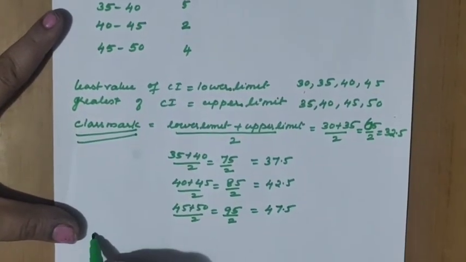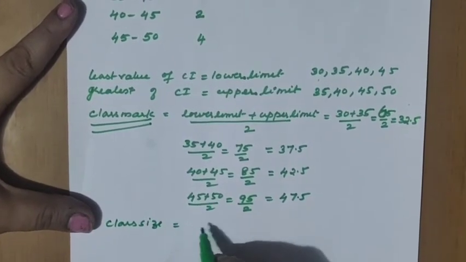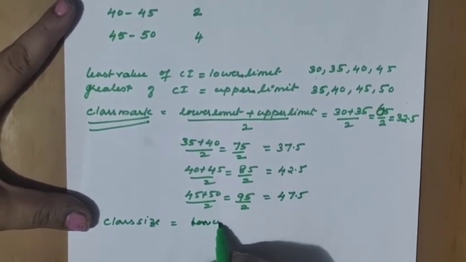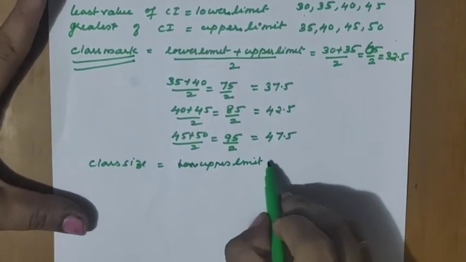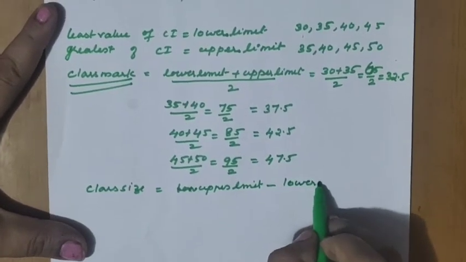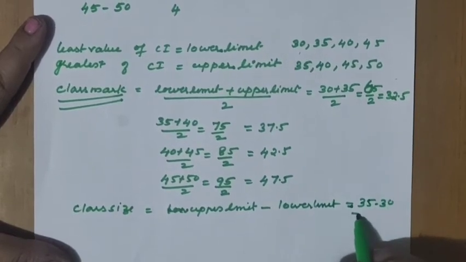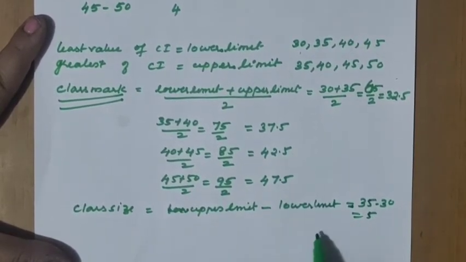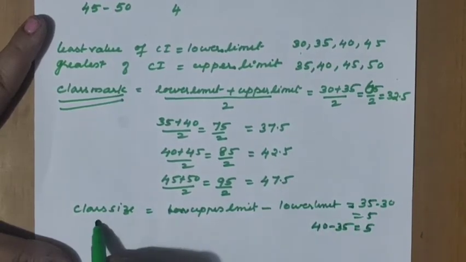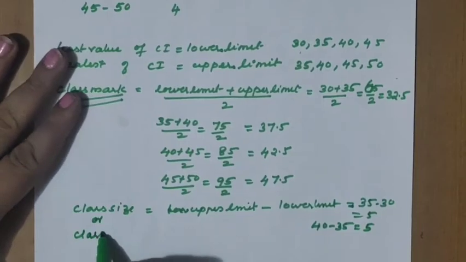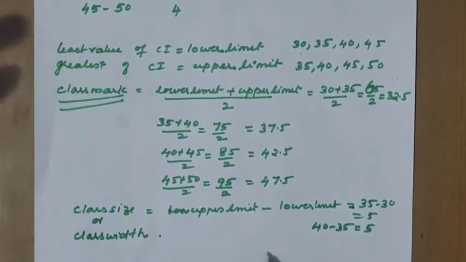What is the class size? It is the difference between the upper limit and lower limit, greater number minus lower number, that is upper limit minus lower limit. So it is 35 minus 30 equals 5. Similarly, another example is 40 minus 35, which equals 5. So class size, or we can call it class width, is 5. So these are the terms associated with it.